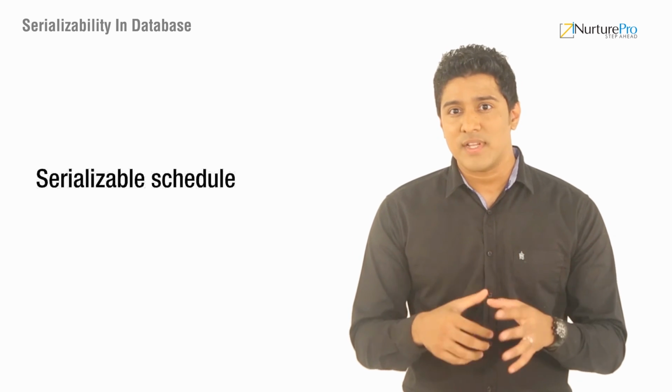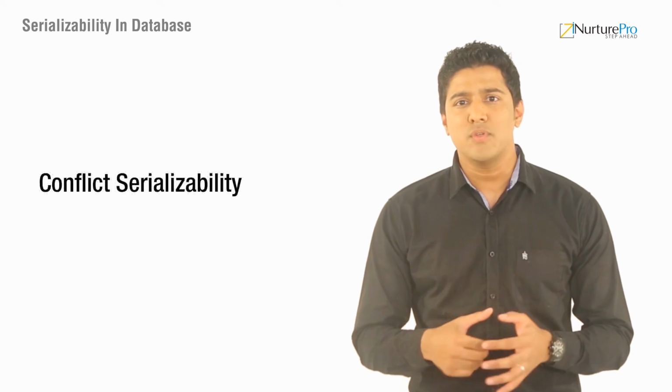There are two important aspects of serializability: conflict serializability and view serializability. We have to know the properties of conflict serializability to check whether the schedule is conflict equivalent to serial schedule, and the properties of view serializability to check whether the schedule is view equivalent to serial schedule.